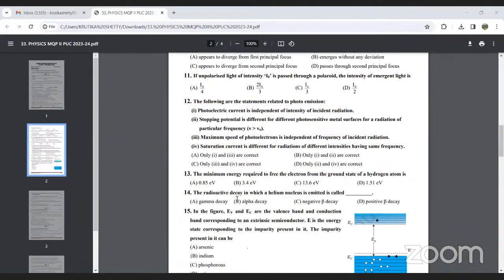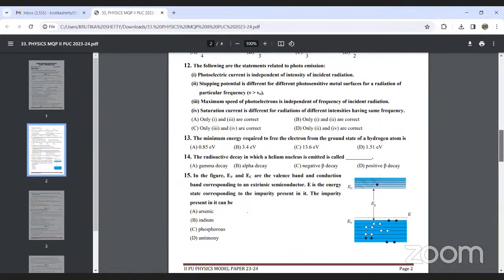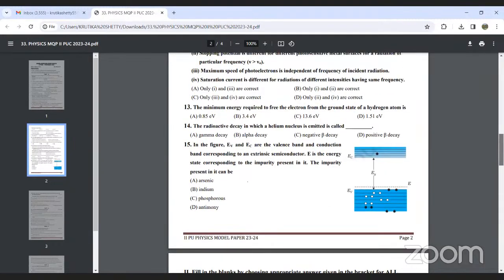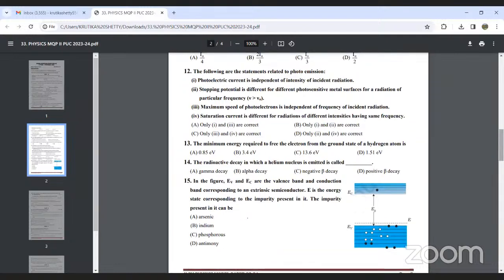Go for question number 14. The radioactive decay in which a helium nucleus is emitted is called: so helium atom is released. Gamma decay, alpha decay, negative beta decay, positive beta decay. Yes, it is alpha decay. Option B is the correct answer. So MCQs, we have the last question. Then we will proceed with the fill in the blanks questions.